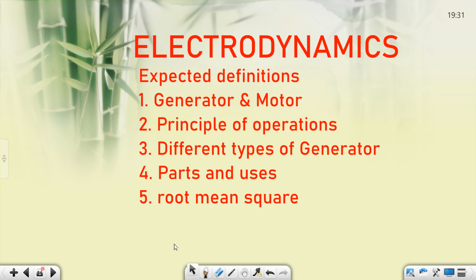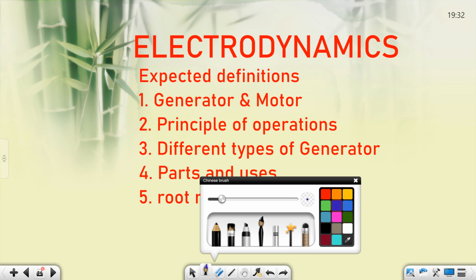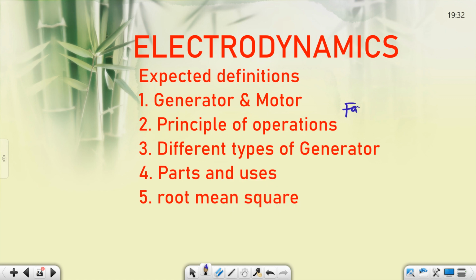You cannot forget that of a generator. Generators work on the principle of electromagnetic induction, Faraday's law of electromagnetic induction. Principle: Faraday's law of electromagnetic induction. That is for a generator. And a motor, simply motor effect.